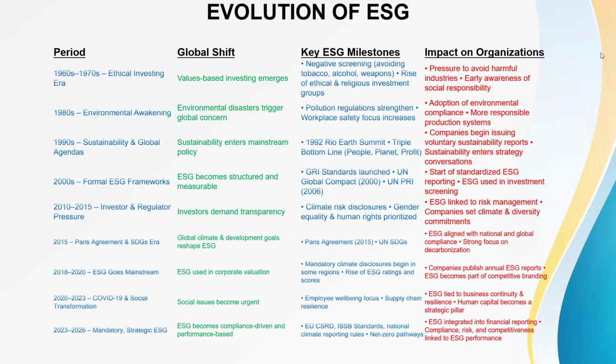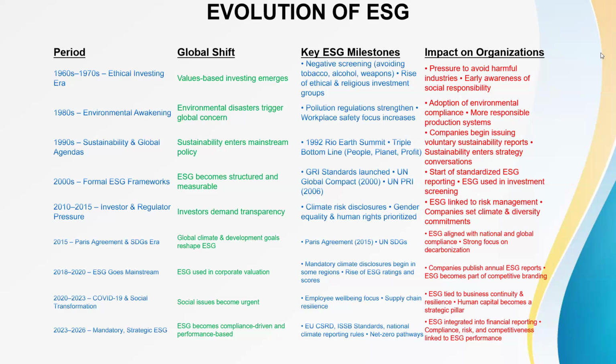We come to 2020 to 2023, COVID-19 and social transformation. Social issues became so urgent and employee well-being became a very strong focus. Supply chains became very resilient. ESG was tied to business continuity and resilience. When you were considering ESG in your organization in early 2020 to 2023, it was considered that your business would have longevity and be resilient through the storms and many challenges that may come, like COVID-19, which came when your company had a very strong consideration of ESG. It was considered that it would be long lasting.